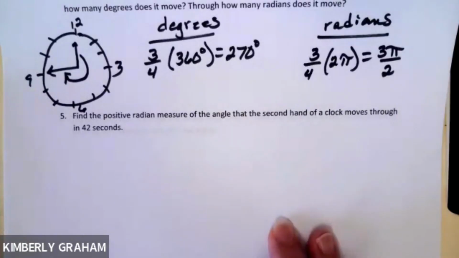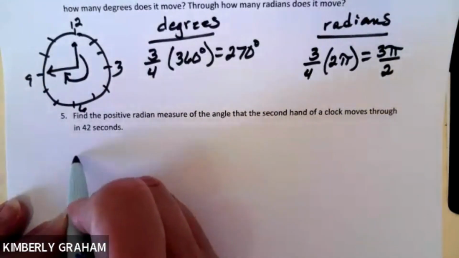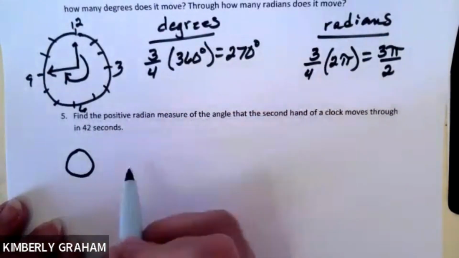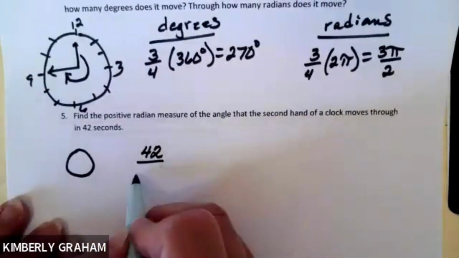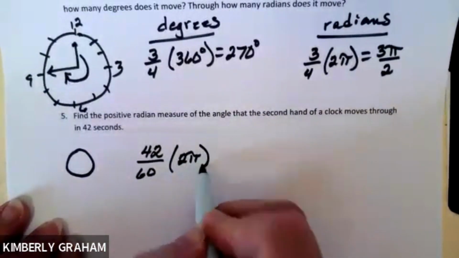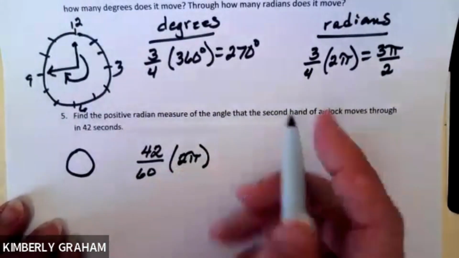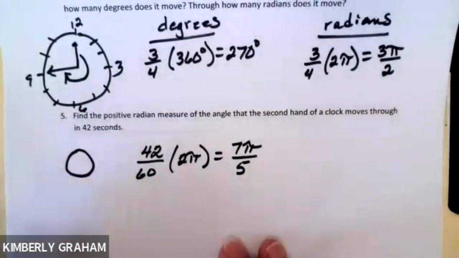Problem 5, find the positive radian measure of the angle that the second hand of a clock moves through in 42 seconds. There's more than one way to do this problem, but the way that I like to think about this is that all the way around the clock, it's going to be 60 seconds for that second hand. So all the way around the clock is 60 seconds, and I have 42 60ths of a revolution. And I multiply that by 2 pi because this is all the way around. This is the part way around, and this is all the way around. So when I multiply that, I have 7 pi over 5.